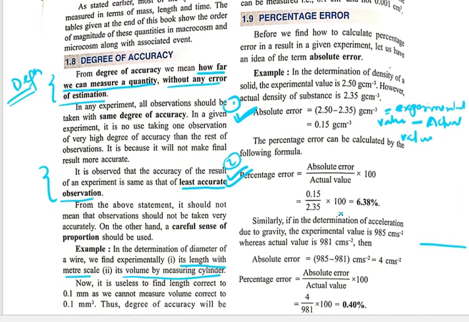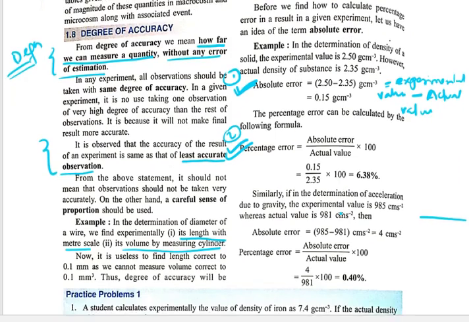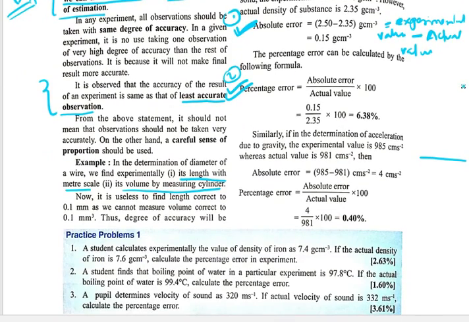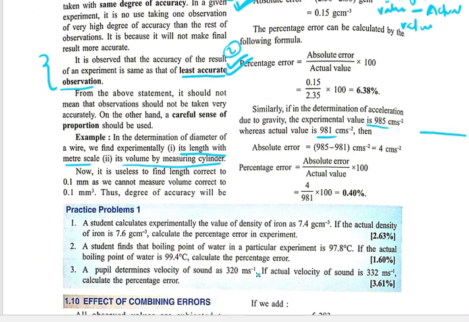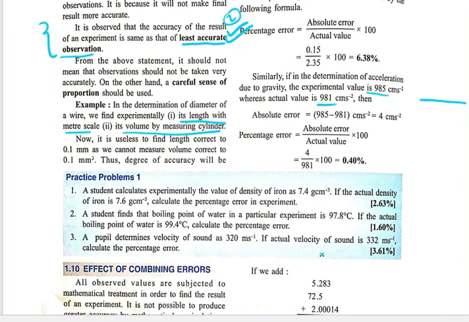So you can see another example also. The experimental value is 985 and the actual value is 981. First we need to calculate the absolute error, that is 985 minus 981, which is 4 centimeter per second. Therefore, percentage error equals absolute error divided by actual value into 100. After solving this we will get 0.40 percentage. So two questions are there, practice problems.